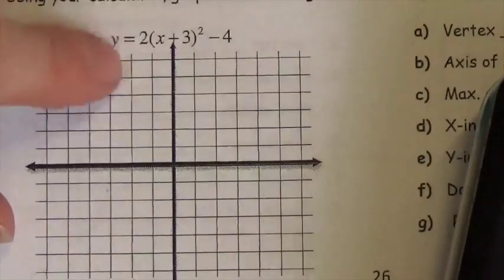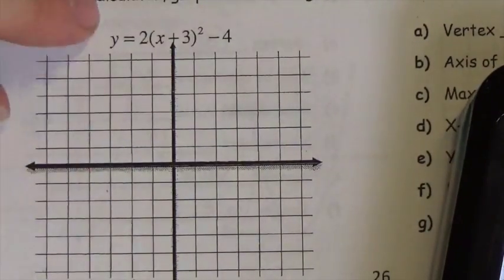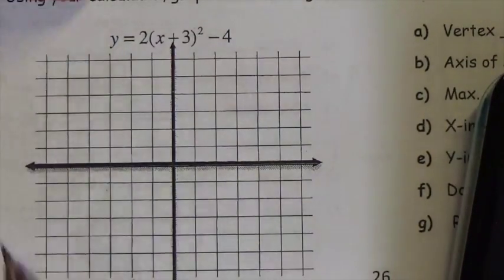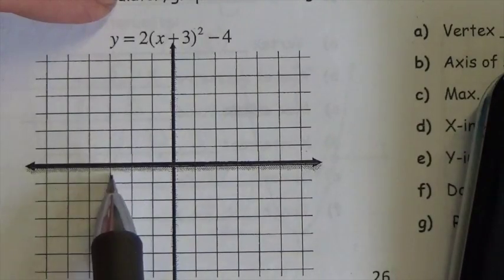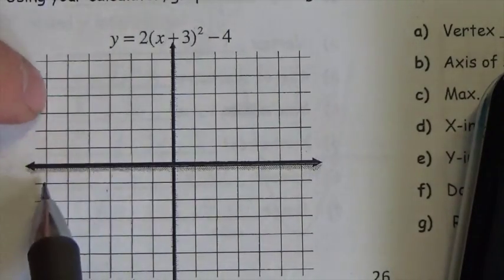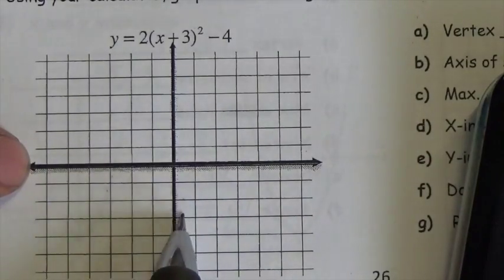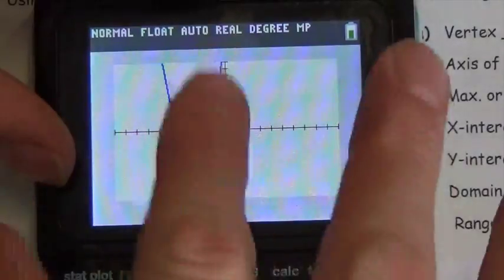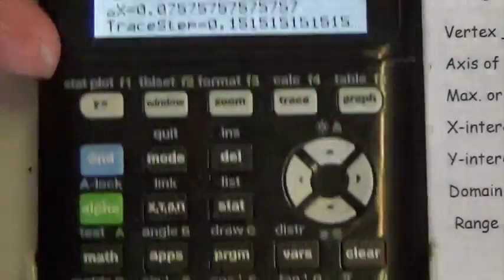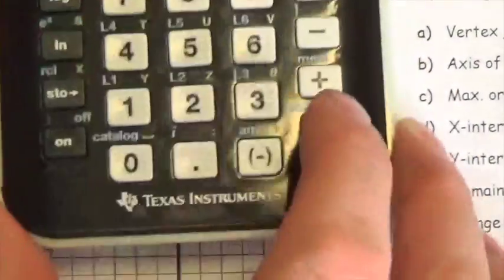Now, I'd like to transfer that over to here. Notice the grid that I've got here. Let's take a look at this: 1, 2, 3, 4, 5, 6. This goes back roughly to 6, and it goes forward to 6. So notice that the scale here is negative 6 to 6, negative 6 to 6. Let's change the window to match that.